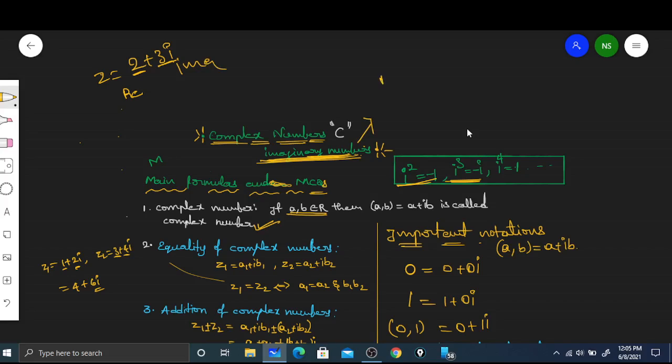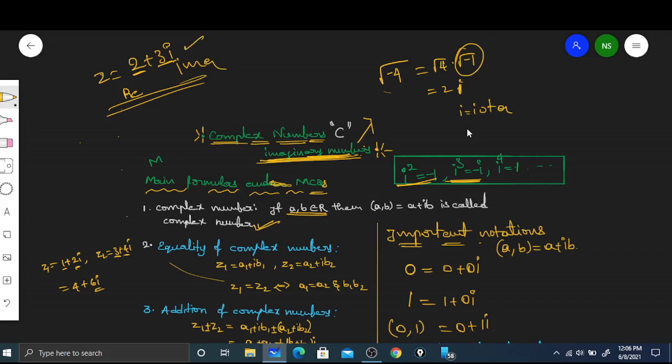We cannot find roots for negative numbers in real numbers, so we imagine. Here root 4 into root minus 1 is nothing but 2 root minus 1, and this value we imagine as iota. This is called iota. 2 into i is nothing but 2 iota. The combination of real and imaginary is nothing but complex numbers.